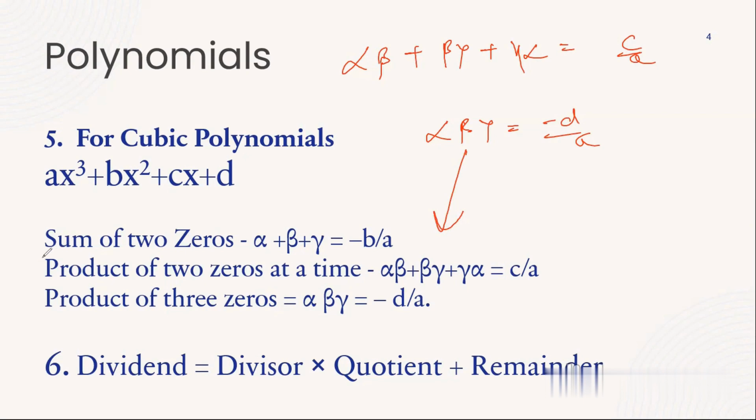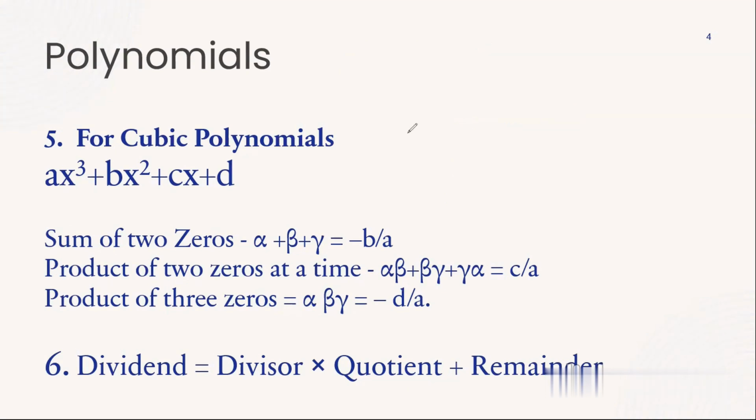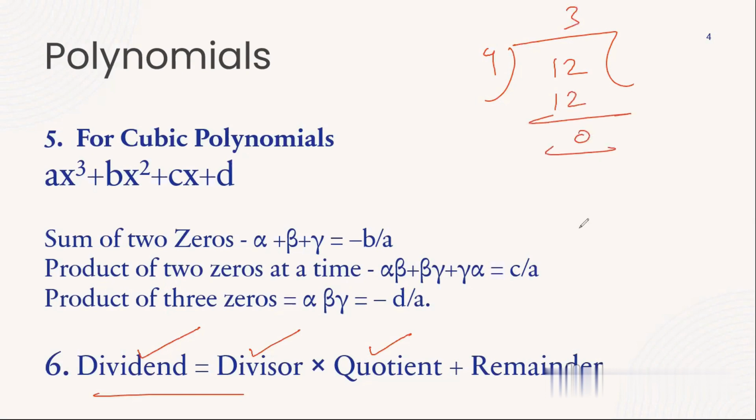Now, another formula you have is the division formula: dividend is equal to divisor into quotient plus remainder. So suppose you have the dividend, the quotient, and the divisor. They can ask you the remainder. So in this formula, you can put everything and find out the remainder, right? Suppose I am saying 12 divided by 4. So it goes 3 times, remainder is 0.